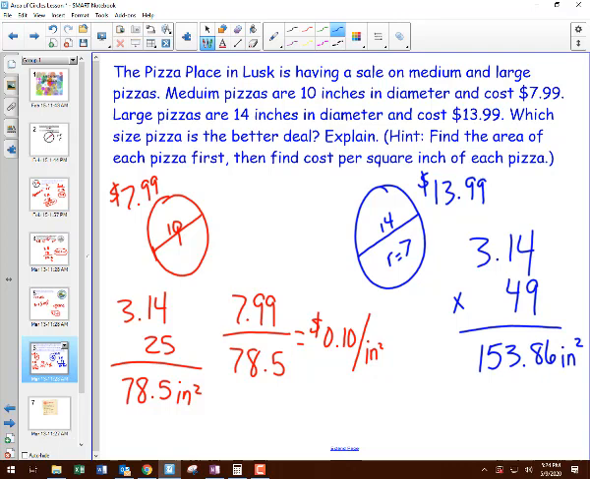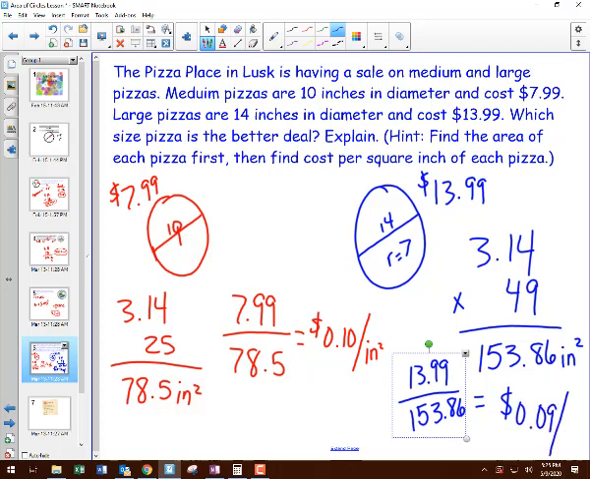Okay, we have to do the same thing here. We have to take our price of 13.99 divided by our inches. And on this one, it's going to be a very close call, because this one's going to be about 9 cents per square inch. Okay, so the best bang for our buck here, by a single penny, is going to be the large pizzas. Large pizzas are the better deal by about 1 penny per square inch.